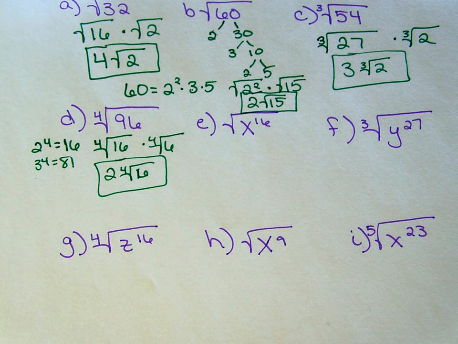All right, 11.2, that's what we did last time. What did we do with our radicals? Like, what was the whole point of 11.2? Who remembers?